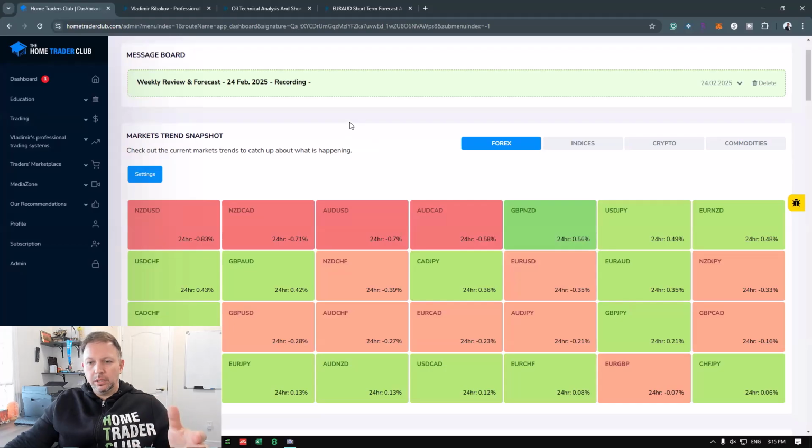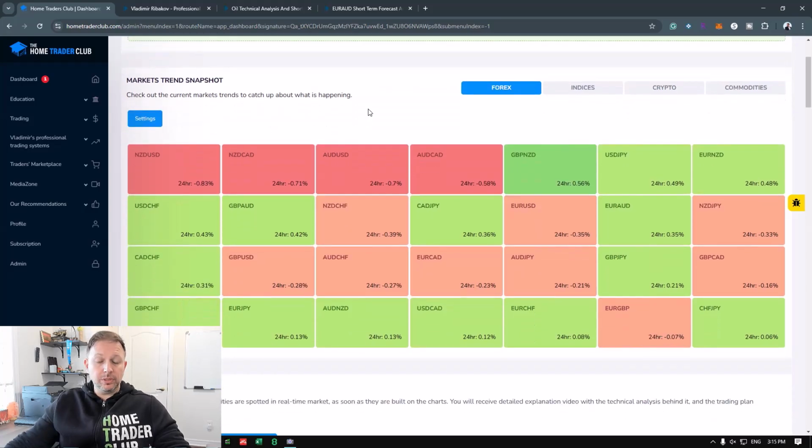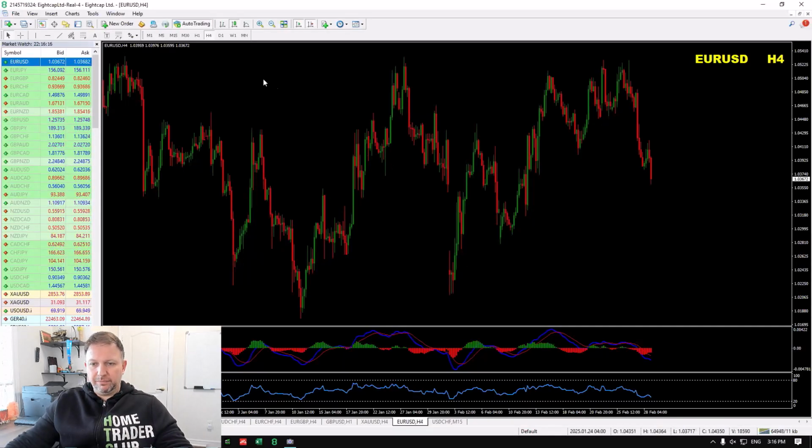Let's take a look at the numbers in the market trend snapshot. That's one of the features we have in Home Trader Club, of course. What you can see here inside is that the euro dollar is what I call a triple negative, meaning monthly, weekly, and 24 hours are all in the negative numbers, which means the bears are yet in full control. Keep in mind, this week we will have the cash rate decision in Eurozone, then the non-farm payroll. Of course, it could affect how it plays out. Let's go back to the chart.